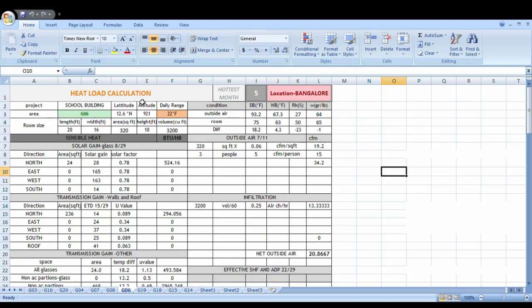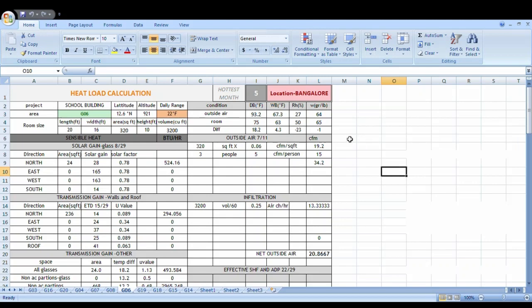This is the heat load calculation E20 sheet. Project, I mentioned school building. Area is office G06. Room size we have to put here. Length is 20 feet, width is 16 feet. So area you will get 320 square feet. And height, the false ceiling height, is 10 feet and volume is 3200 cubic feet.